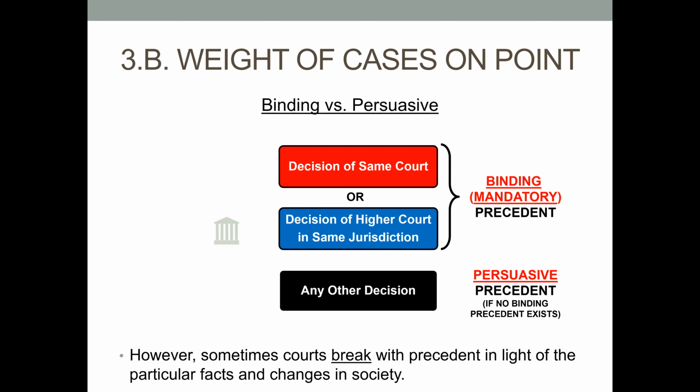Now, one thing to know about the doctrine of stare decisis, though, is that particularly at the Supreme Court level, such as the US Supreme Court or the Texas Supreme Court, courts sometimes do break with their own precedents in light of changes in society or technology or sociological factors where the court believes that one of its earlier decisions was wrongly decided.